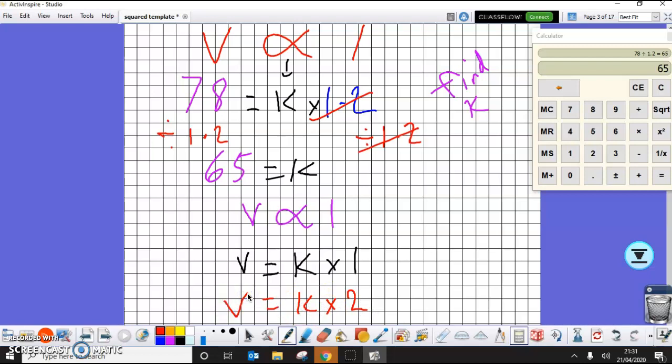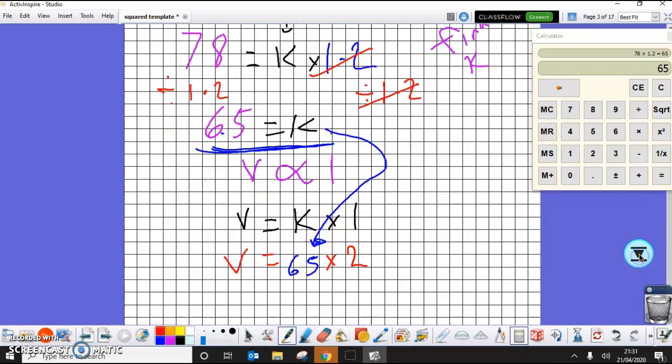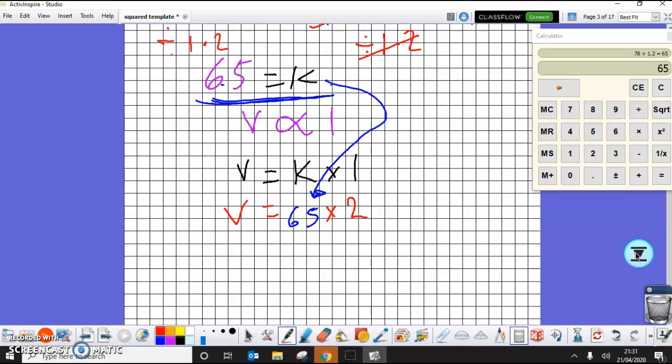Find V. And we also know that my k value is 65. So I'm going to substitute the k value into that point there. What about k? Substitute with 65. And then 65 times 2 gives me 130. So in that case, part B, volts equals 130.